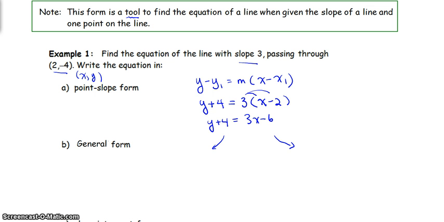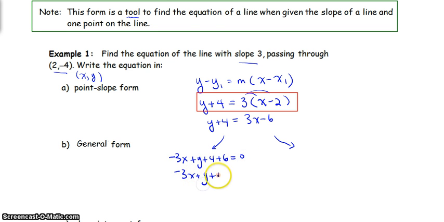This right here is point-slope form. I will never leave my answer like that, but it's a tool to get me to general form, where I'd move everything to the left, collecting like terms, and making sure the first term is positive by changing all the signs like we did in previous lessons. And then I have my general form.